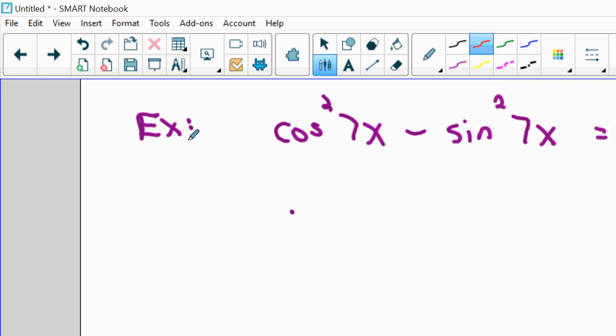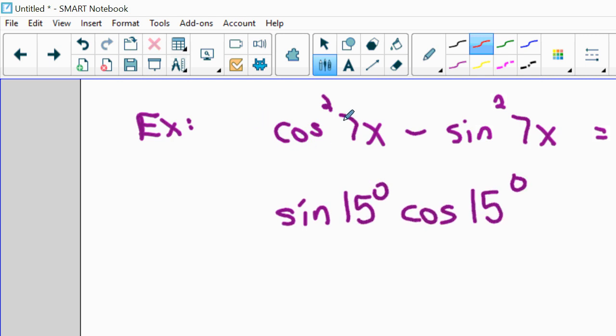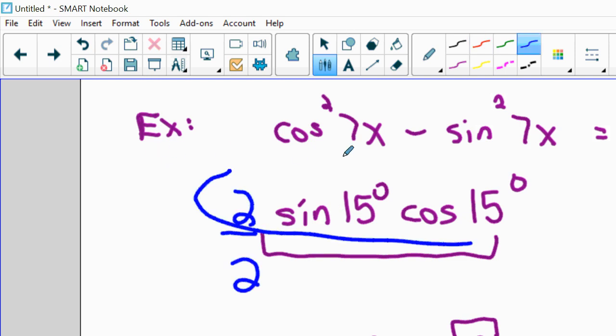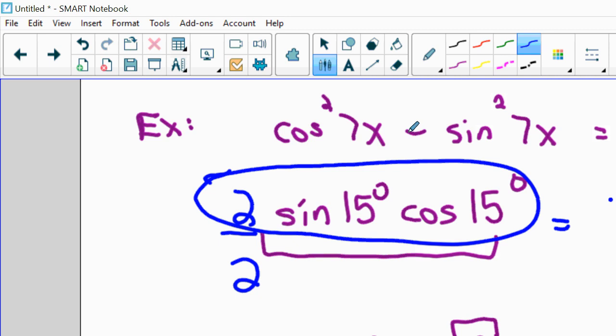Here's another trick question. Sine 15 degrees, cosine 15 degrees. You know the sine double angle formula, and this happens a lot in math. You get a sine and a cosine. So sine of 2 alpha is 2 sine alpha cosine alpha, so you need a 2. What I do is I put a 2 here and I divide by 2 and I circle this. So I know this is really sine of double this, sine of 30, all over 2. That sine of 30 is 1/2 over 2, which is really just 1/4.